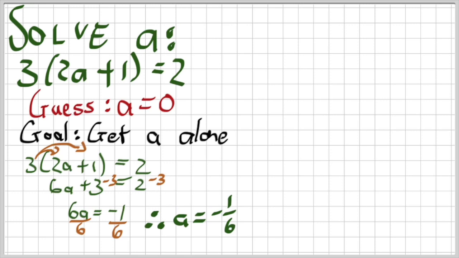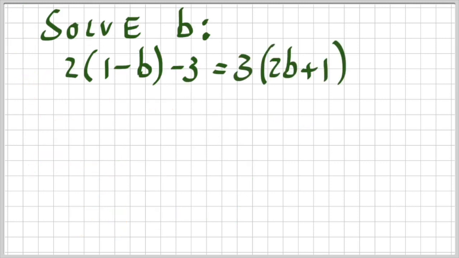And there you have solved for a. How did my guess do? Well, negative 1/6 is very close to 0, so I've got a very sneaky suspicion that my answer is right. I'm not going to check it, but you can go and check it yourself. You've got a calculator, go for it. Let's look at, can you solve this one on your own?